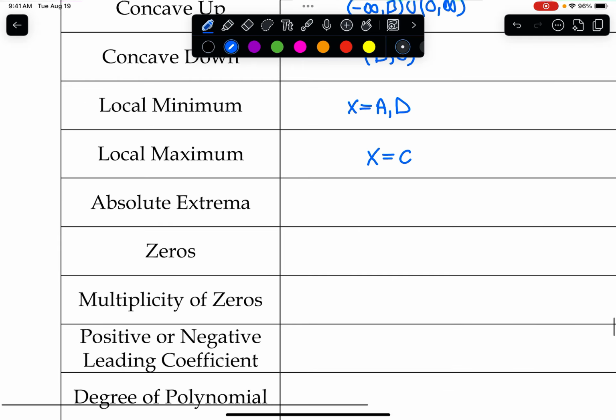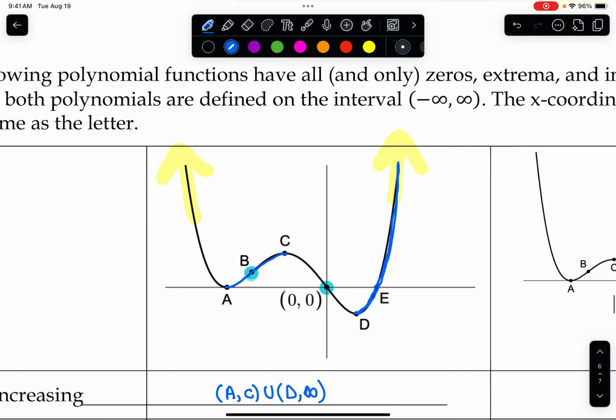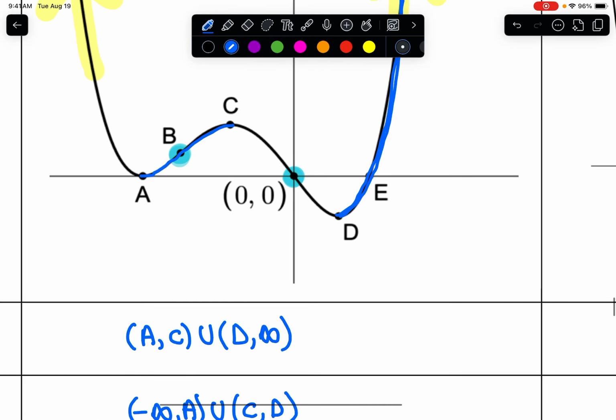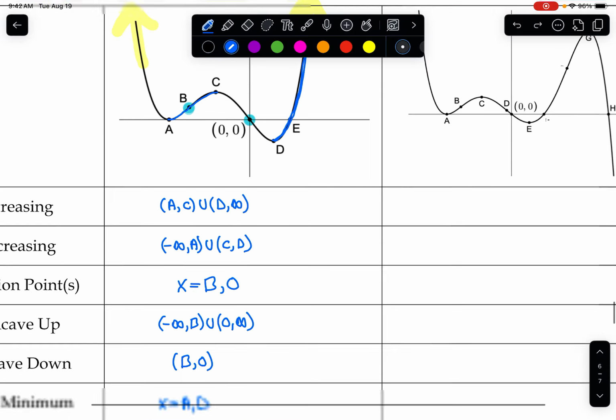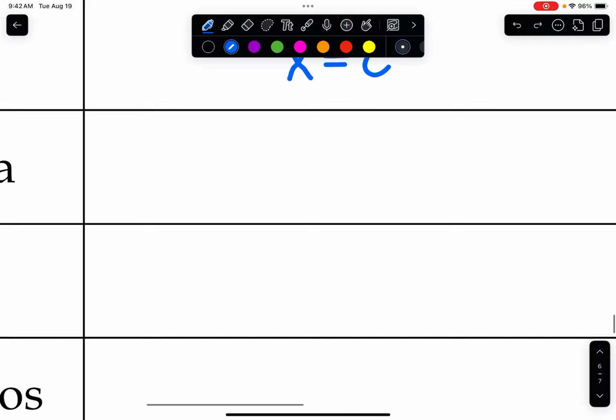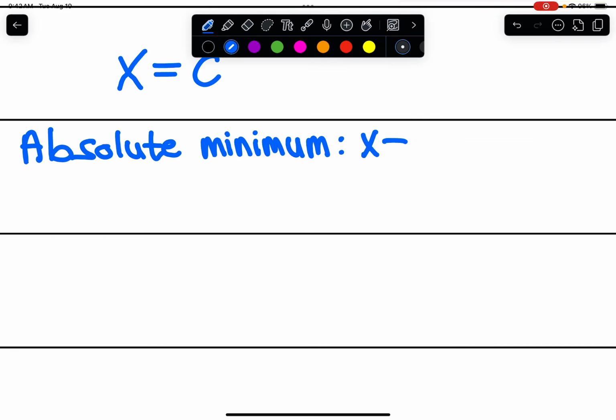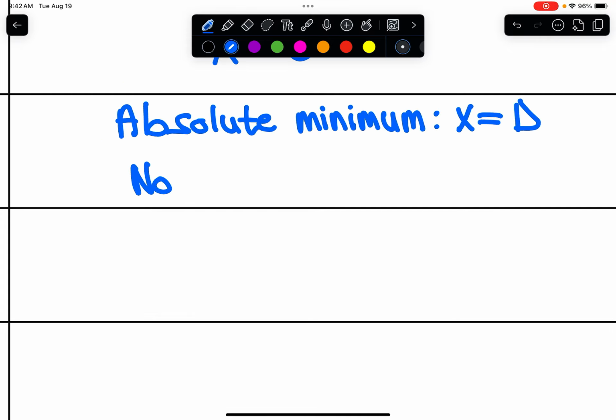Now we're looking for absolute extrema. If you look at your graph, it goes up indefinitely, which means we're not going to have an absolute maximum. But we do have an absolute minimum. The lowest point on the graph is going to be at point D. So the way you're going to write this is: absolute minimum at x equals D, and then we have no absolute max.